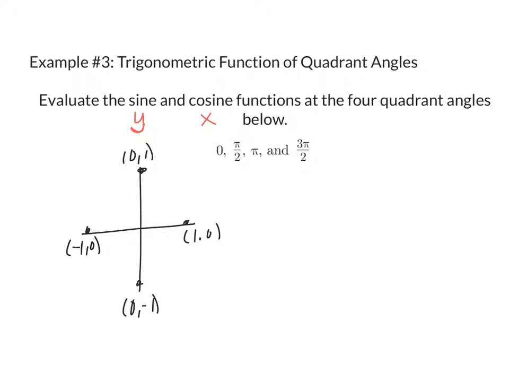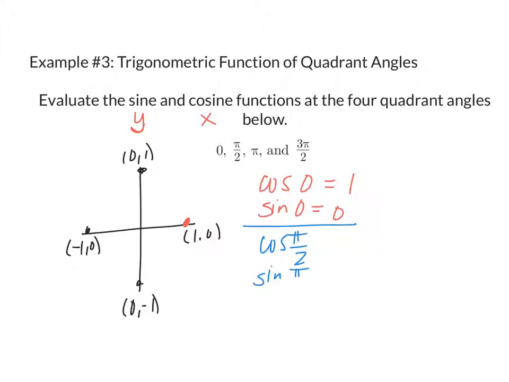So if I try to find cosine of 0, which is this ordered pair here, cosine of 0 is 1, and sine of 0 is 0. Okay? Moving around the axes. Next, we would have cosine of pi over 2 and sine of pi over 2. Cosine of pi over 2 is 0 because that's the x value, and sine of pi over 2 would be 1. Again, continuing to move about the axis.